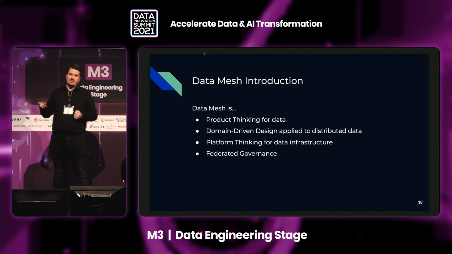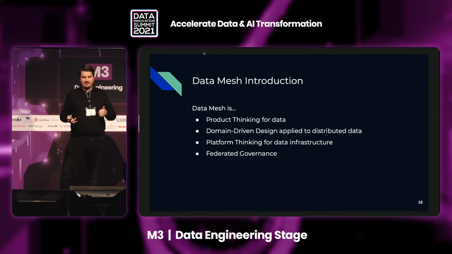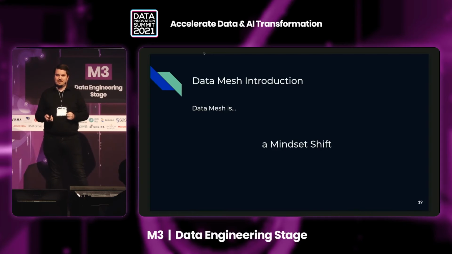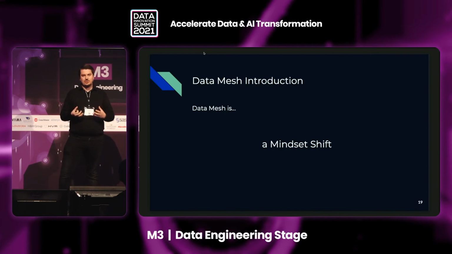So just to quickly summarize, data mesh is product thinking for data, domain-driven design applied to distributed data, platform thinking for data infrastructure, and federated governance. But most importantly, data mesh is a mindset shift. Because fundamentally, what data mesh is trying to address is to ask us to make conscious decisions on how we are dealing with data. We are changing the approaches. We are changing how we look at data and how we want to make sure that data gets the focus that it deserves so that we can get the biggest value out of it.